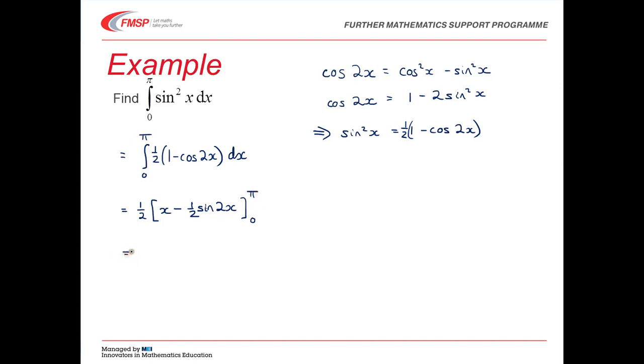Evaluate that between 0 and pi, and we get a half pi. Sine of 2 pi is 0, minus, if x is 0, we get 0 minus 0. So that just comes out to be pi over 2.